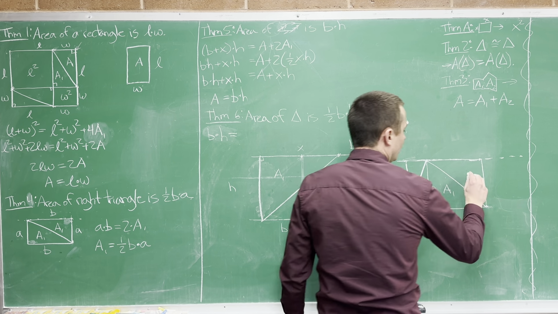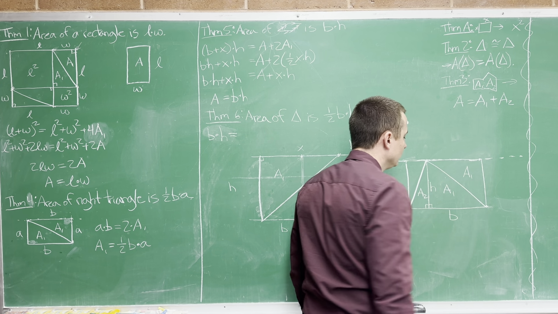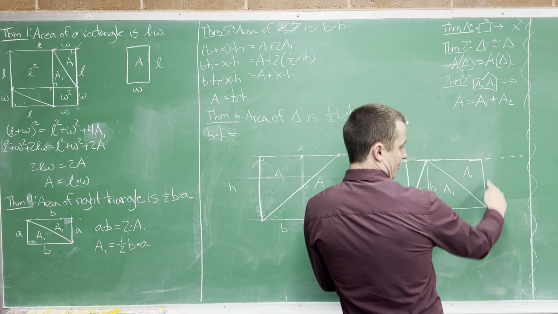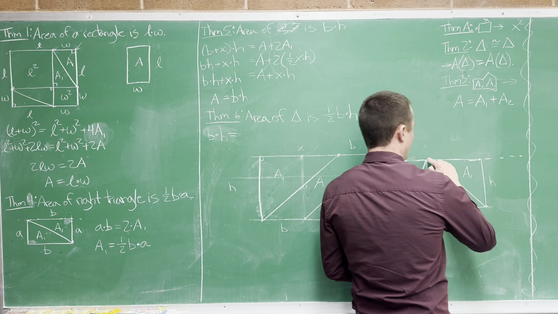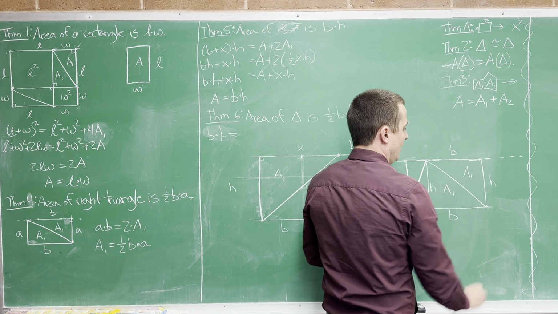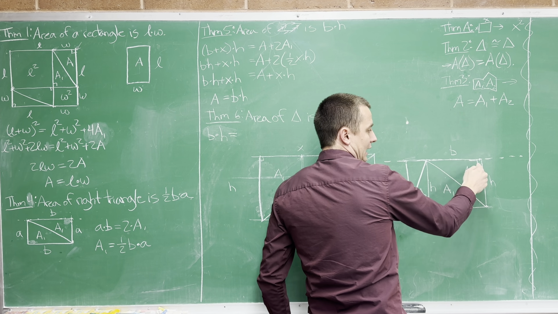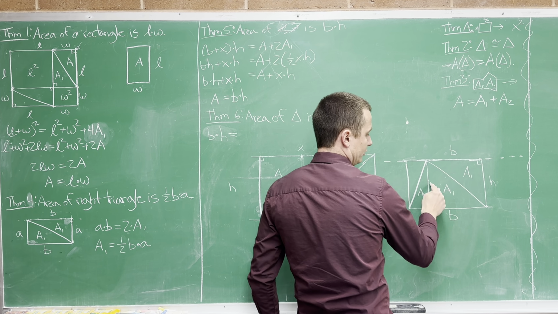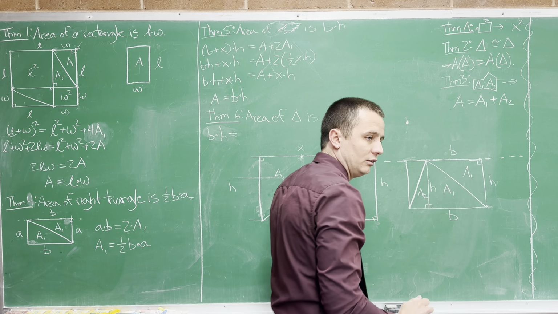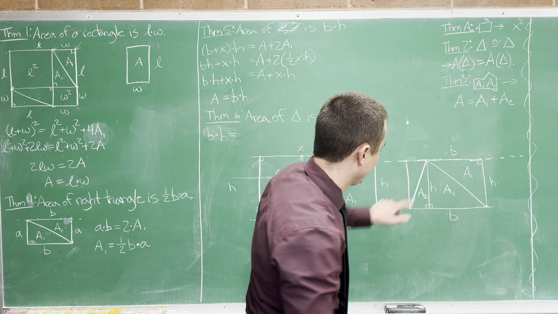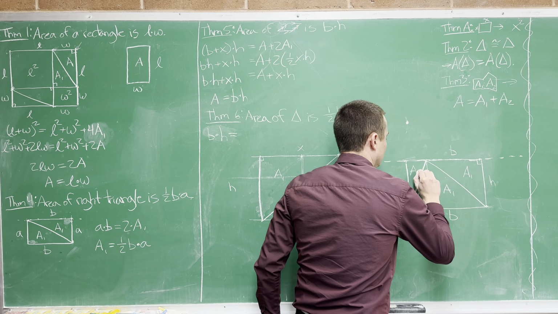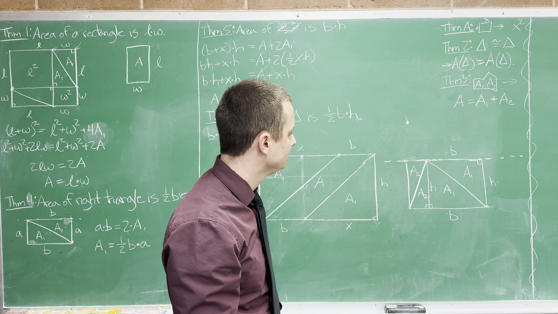A1. How does he know that this is A1? Side angle side. Because this length is also going to be H. This distance is also going to be B. And this is also a right angle. So by side, angle, side, this triangle is congruent to that triangle. Similarly for this triangle to that triangle. So this is also A2. Is that side going to be length B? I thought the entire bottom side was length.